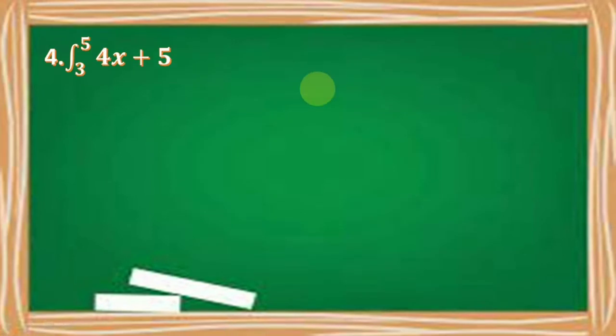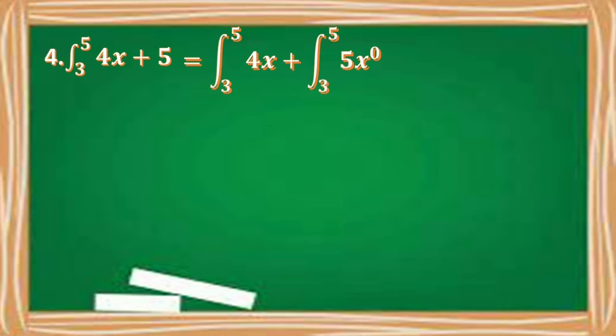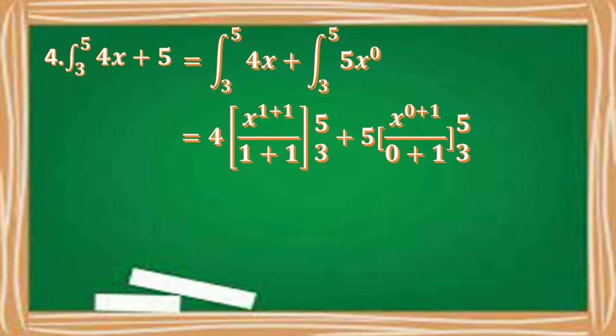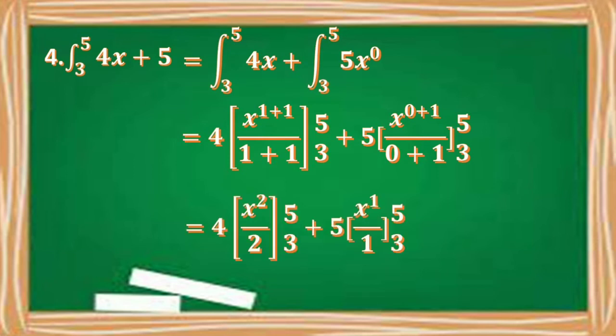93.33. Let's have the fourth example, the integral of 4x plus 5 from 3 to 5. So we have to get first the antiderivative of 4x plus 5. And so we have the integral of 4x from 3 to 5 plus the integral of 5x raised to 0 from 3 to 5. So we have 4 times x raised to 1 plus 1 over 1 plus 1 from 3 to 5 plus 5 times x raised to 0 plus 1 over 0 plus 1 from 3 to 5, which is equal to 4 times x squared over 2 from 3 to 5 plus 5 times x to the first power over 1 from 3 to 5.